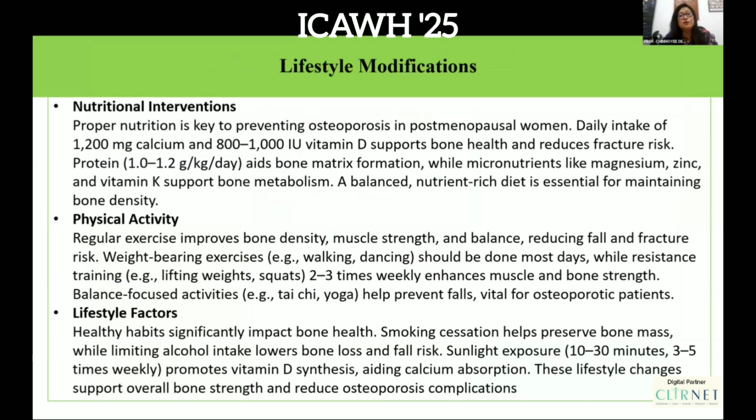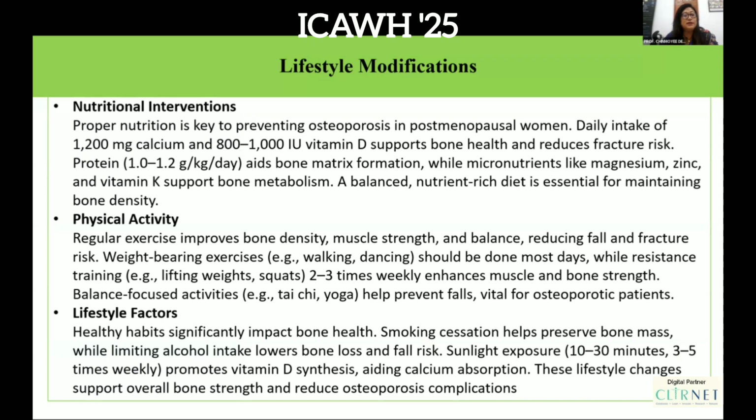intervention: proper nutrition is key to preventing osteoporosis in postmenopausal women. Here, the daily intake of 1,200 milligrams calcium and 800 to 1,000 international units vitamin D supports bone health and reduces fracture risks. Protein at 1.0 to 1.2 grams per kg per day supports bone matrix formation, while micronutrients like magnesium, zinc, and vitamin K support bone metabolism. So vitamin D must be present before absorption of calcium. So vitamin D is very important to prevent osteoporosis. A balanced nutrient-rich diet is essential for maintaining bone density.